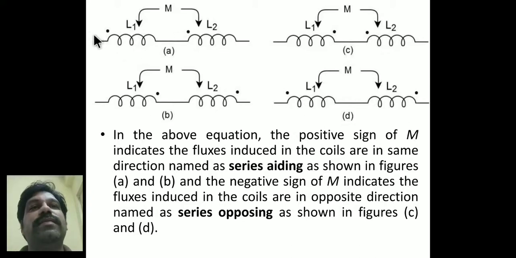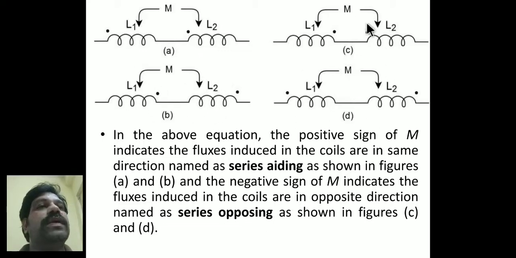For example, if the current is entering in this side, for this coil, the dot is placed at the current entering point. For this coil also, the dot is there at the current entering point. Therefore, such a case is said to be series aiding. In figure B also, the dots are there at the current leaving from the coil. Therefore, this case is also said to be series aiding.